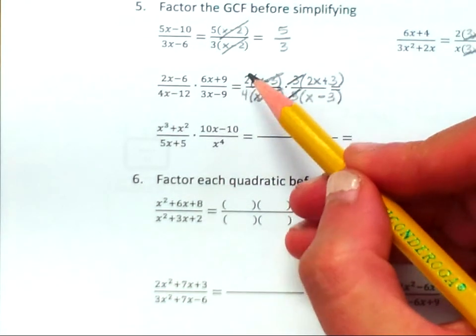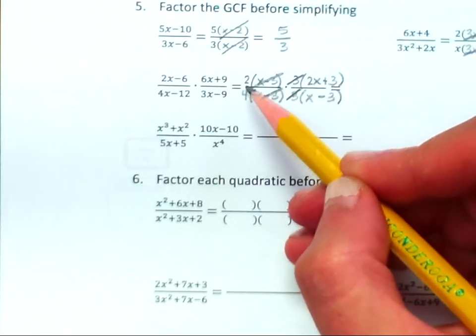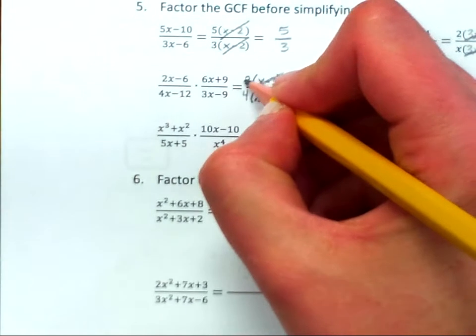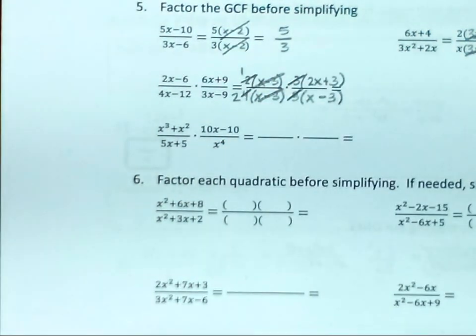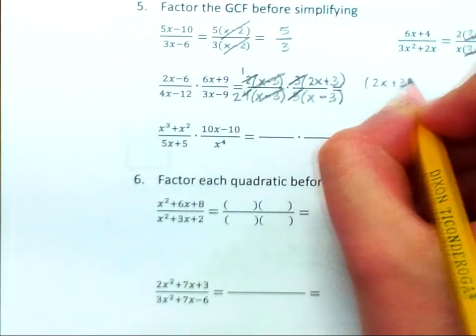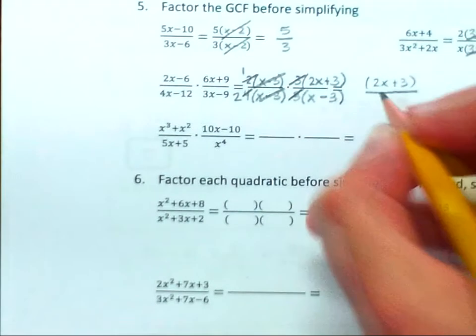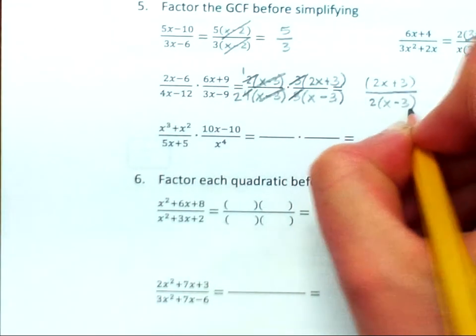This 2 and this 4 can reduce, or you can think of one of these two factors that is in this 4 is going to cancel out. So let's just think of this 2 over 4 as reducing to a 1 over a 2. Then our final answer would be 2x plus 3 over 2 times x minus 3.